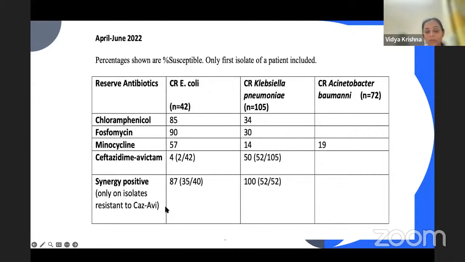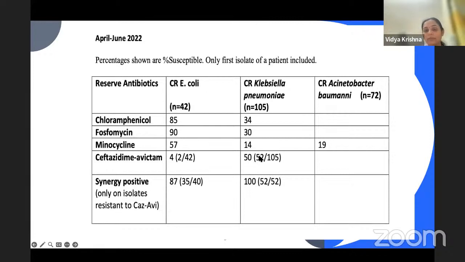What are the antibiotics which are likely to work? So if you have some kind of working mechanism like this, then it becomes easy. So here, when I look at it, I know E. coli, fosfomycin has a good chance of working. Whereas ceftazidime avibactam alone will not work. Whereas if it is synergy, only 87% of the times it will work. Okay. So Klebsiella, it's like 50% times this will work.